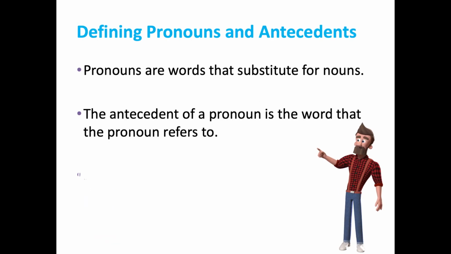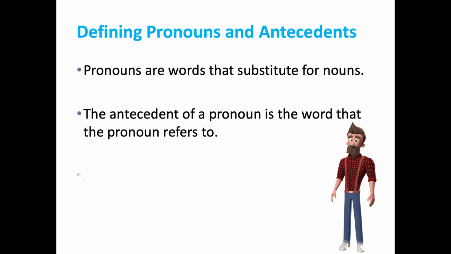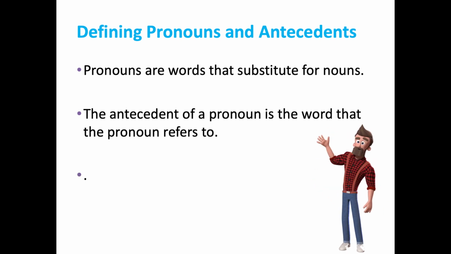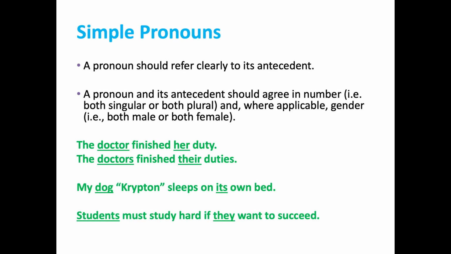Pronouns are words that substitute for nouns. The antecedent of a pronoun is the word that the pronoun refers to. A pronoun should refer clearly to its antecedent. A pronoun and its antecedent should agree in number, that is both singular or both plural, and, where applicable, gender, that is both male or both female.